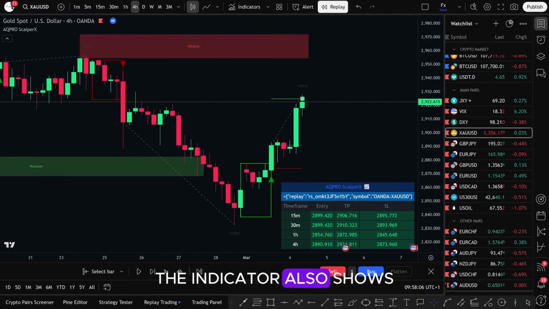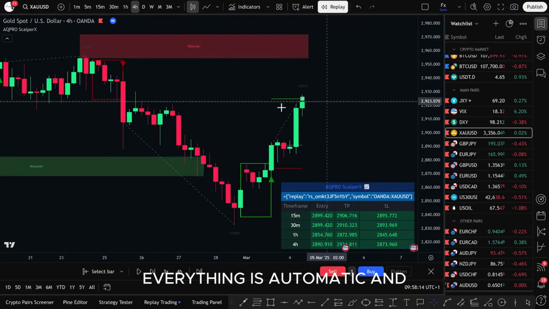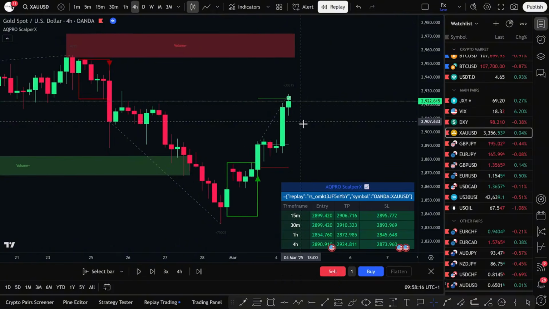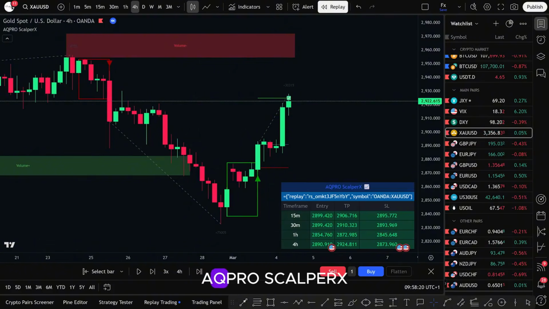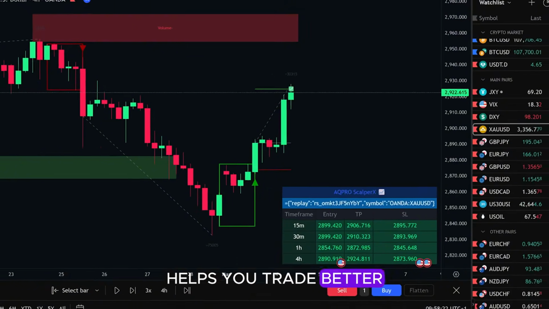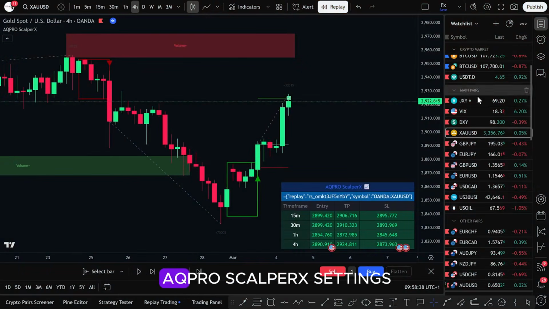The indicator also shows support and resistance zones. These are key price areas that help confirm if a trade is strong or risky. Everything is automatic and easy to read. No need to guess or draw anything yourself. AQPRO ScalperX helps you trade better by showing clear signals, smart exit levels, and strong trend support, all in one place.